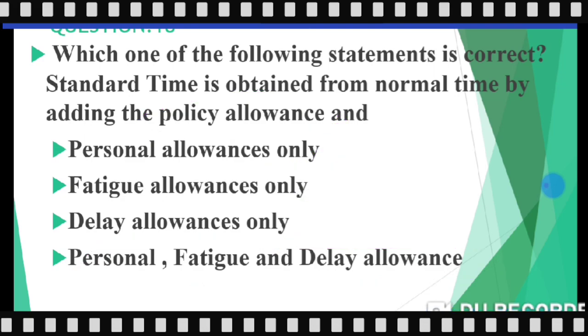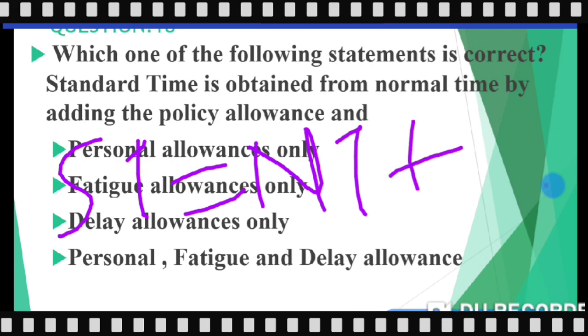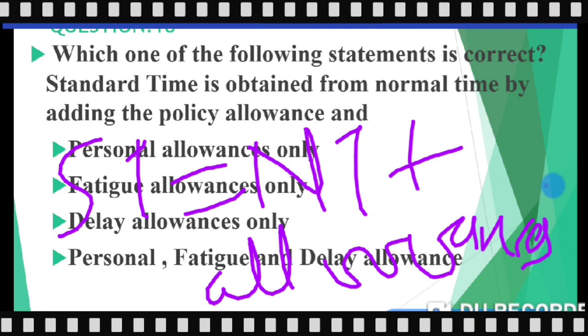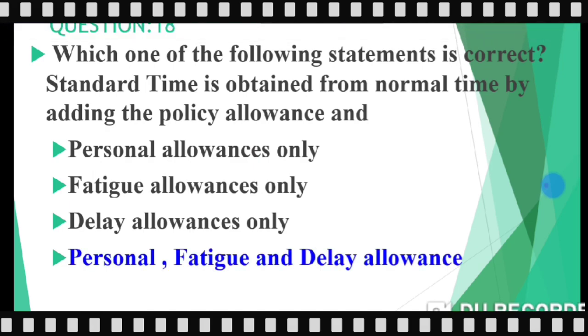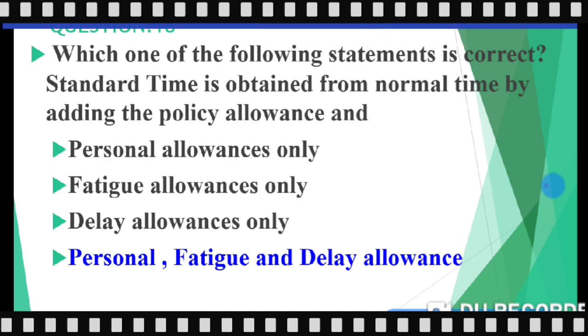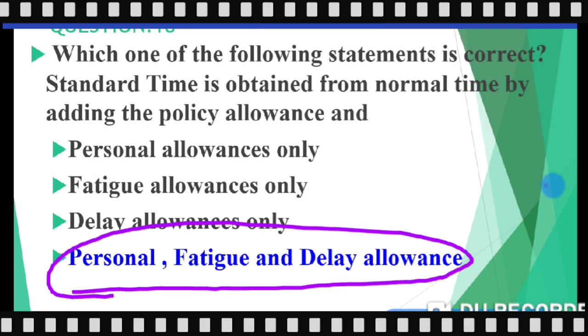In the last question we discussed that standard time is equal to normal time plus allowances. So what were those allowances? Which allowances do we need to take? Its answer will be all those allowances, option A, B, C and D. We will consider all allowances. Standard time is obtained by adding normal time plus personal allowances, fatigue allowances and delay allowances. So all the allowances will be added to calculate standard time.